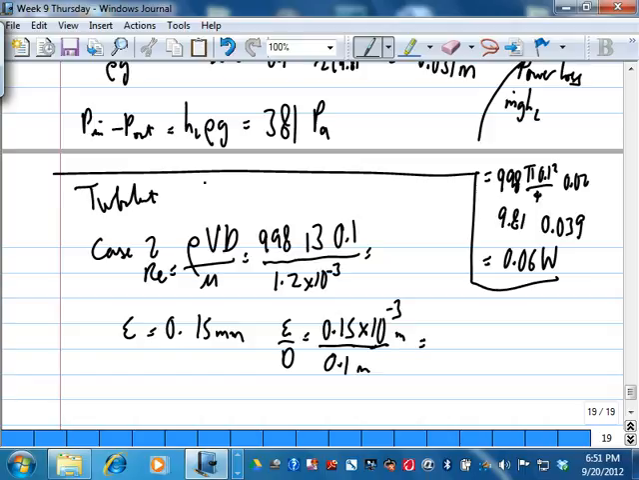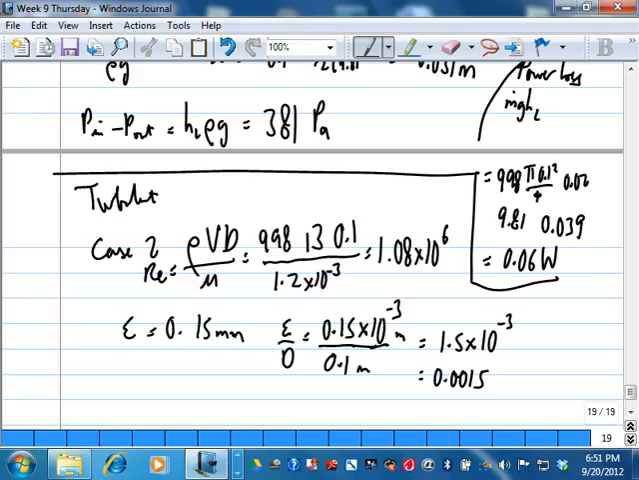Alright. What's the Reynolds number? 1.08 times 10 to the 6. E over D? 0.15 mm over 100 mm, which is 0.0015. Okay? What is what? D is 0.1.